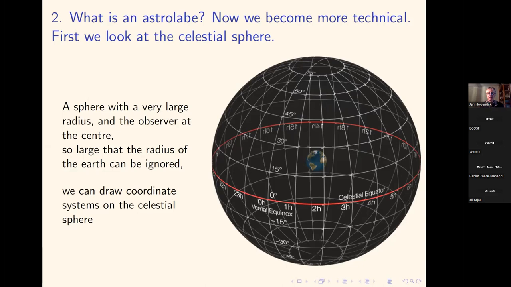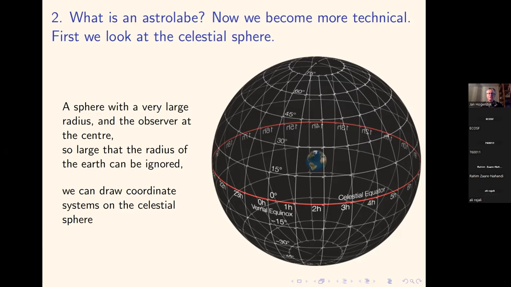In the medieval tradition, people also did it like that, but sometimes they also looked at the outermost sphere of the universe and considered that. The radius of the universe was believed to be 22,000 Earth radii, so that was also large enough to ignore the radius of the Earth. Now, on the celestial sphere, we can consider coordinate systems.